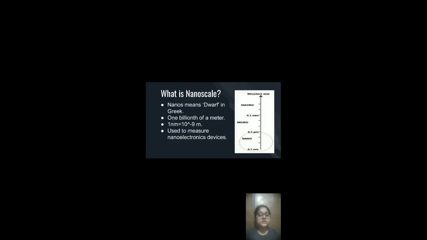So the first one is what is nanoscale? What is nanoelectronics? Why nanoelectronics? History, advantages, industrial applications, materials, nanotechnology in electronics, nanotechnology in India, problems, future nanoelectronics, conclusion, and then there come references. Okay, so let's start with our first slide.